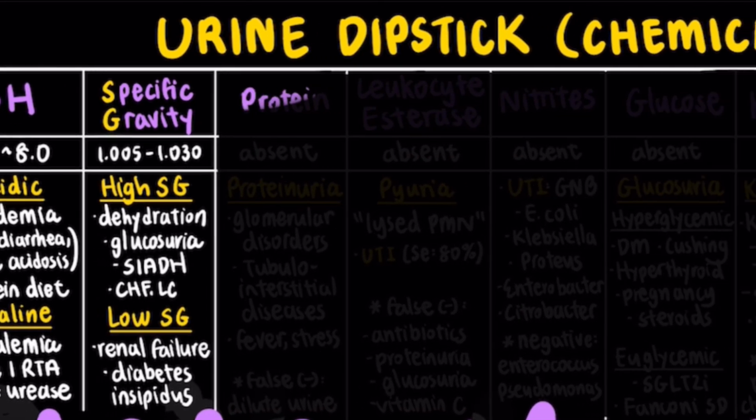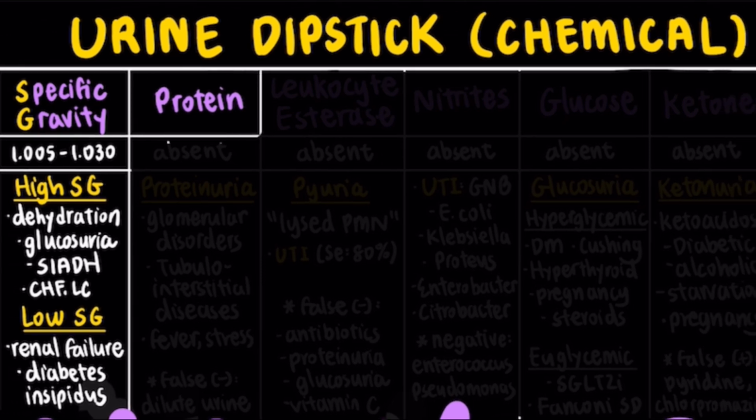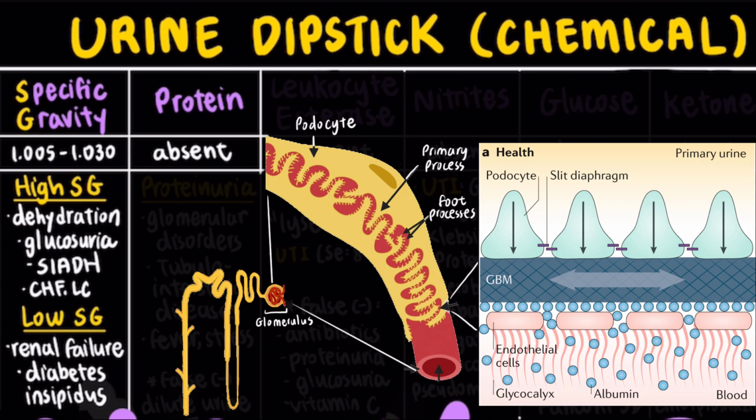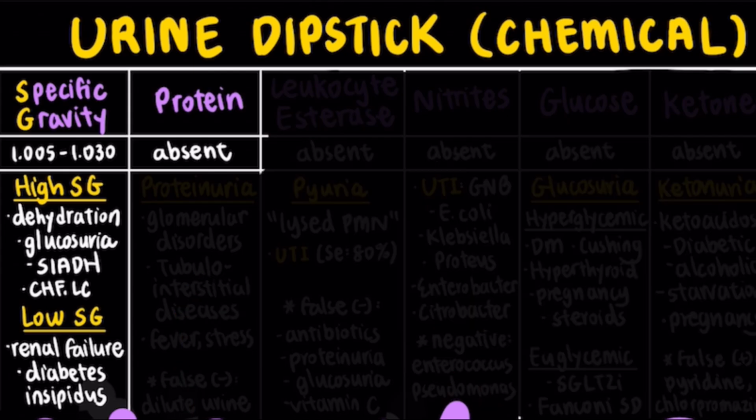Next up is protein in the urine. Normally, urine should contain little to no protein because healthy kidneys prevent large molecules like albumin from passing through the glomerulus. So when the dipstick shows positive for protein, we call that proteinuria. And it usually means something's wrong with the kidneys.